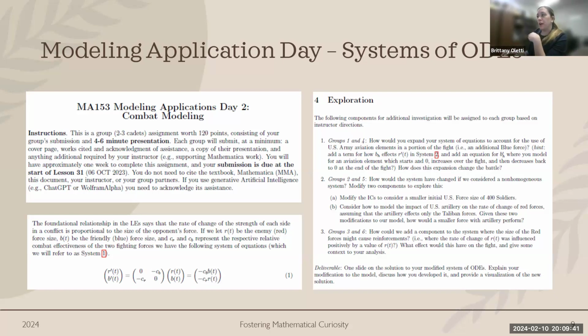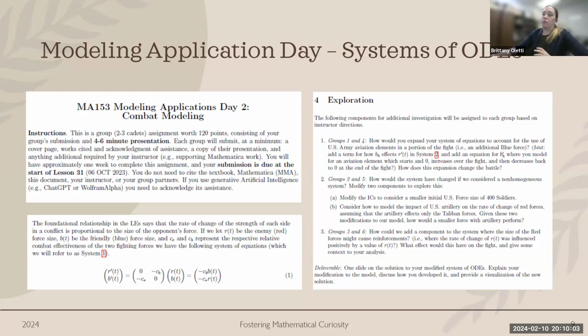For groups 2 and 5, we said, what if we want to make this some sort of non-homogeneous system? Let's modify initial conditions and consider how we might bring some artillery into the system. For the third thing, we said, if we can add one more component of the red forces, let's add in reinforcements.